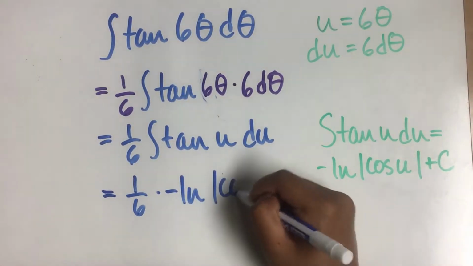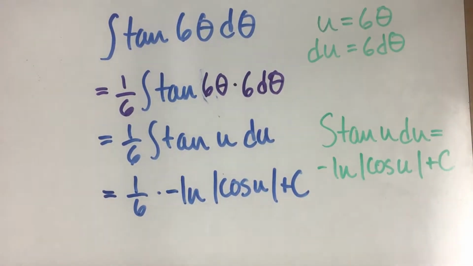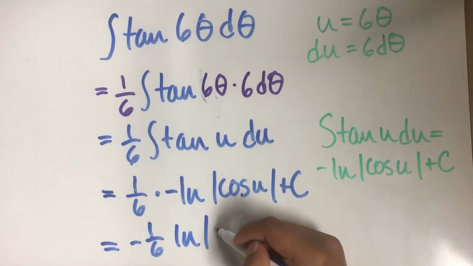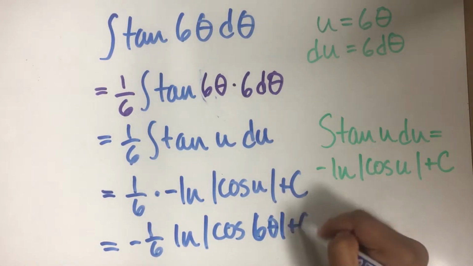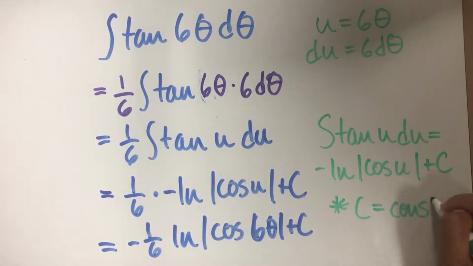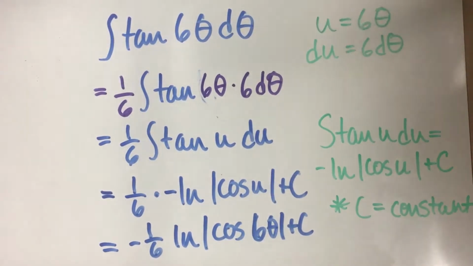Now use the basic trig identity of tangent u du to solve. Bring down the 1 over 6 and integrate the function tangent u du. Replace u with 6 theta. Add the variable c to the function, which represents a constant. And there is your answer.